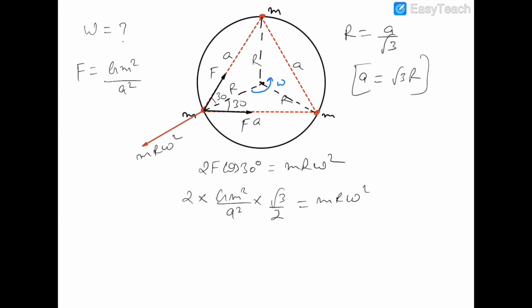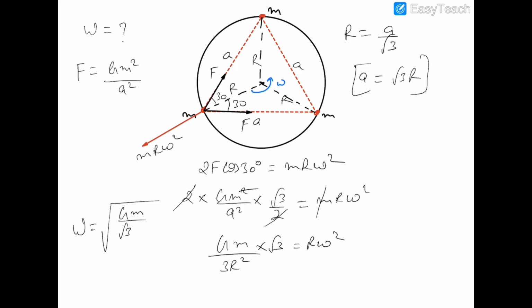So let me remind you that we are not given A, we are given R. So we have to eliminate A. So I'm cancelling out this 2 with 2 and this M with M. So Gm by A square, which is 3R square, into root 3 is equal to R omega square. And therefore omega will be equal to under root of Gm by root 3 R cube. So you can see that this is the common angular velocity with which these are rotating about their centroid as the center of the circle.